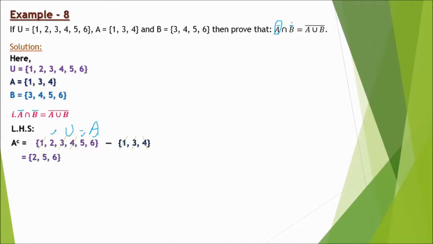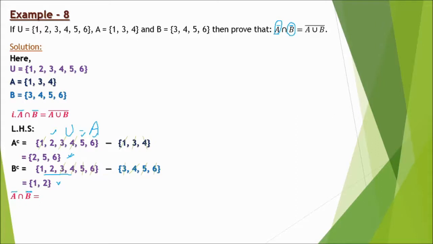In the same way we have to find B complement also. It won't take time. U difference B, this is the set U and the difference operator and B. Now 3 is cancelled, 4 is cancelled, 5 is cancelled and 6 is also cancelled. Now the remaining is 1 and 2 only. So we have to find the intersection of these two sets.